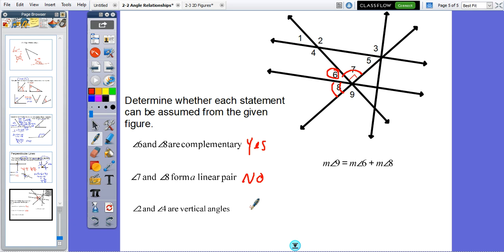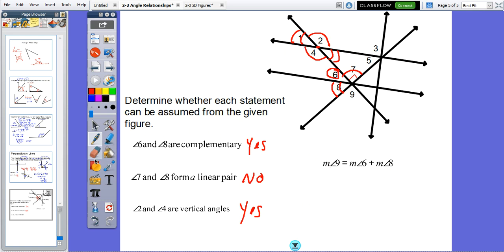Good. The next one will be angle 2 and angle 4. Are they vertical angles? Yes or no? The answer is yes. They're vertical angles because they're right across each other. Like we said earlier, two lines intersect such that the angles across from each other will always equal each other. They will have the same value. Remember, vertical angles, it's always assumed when two lines intersect.